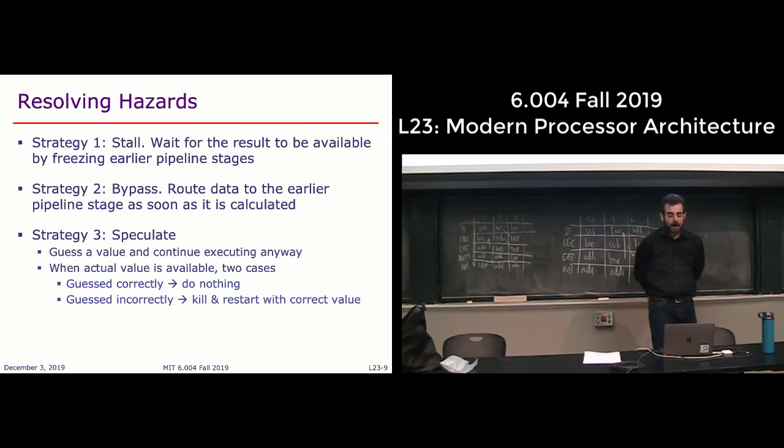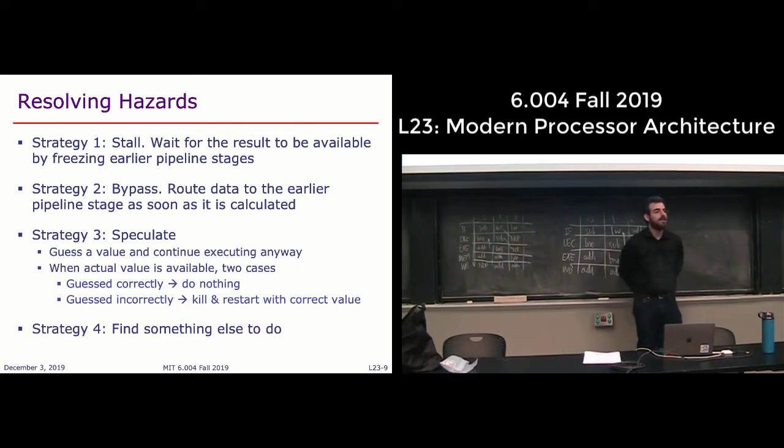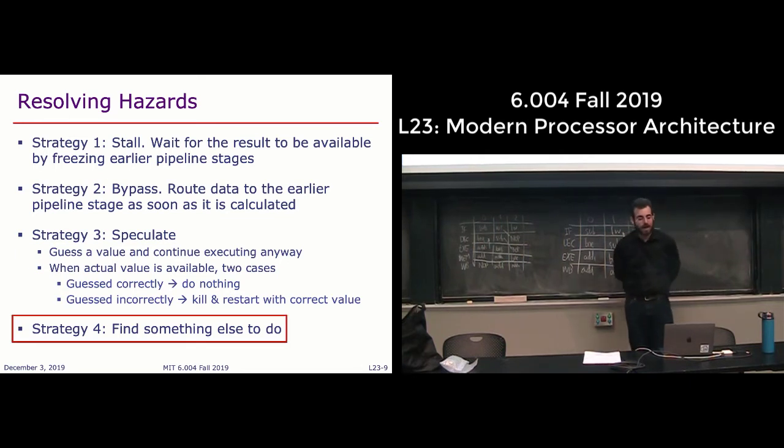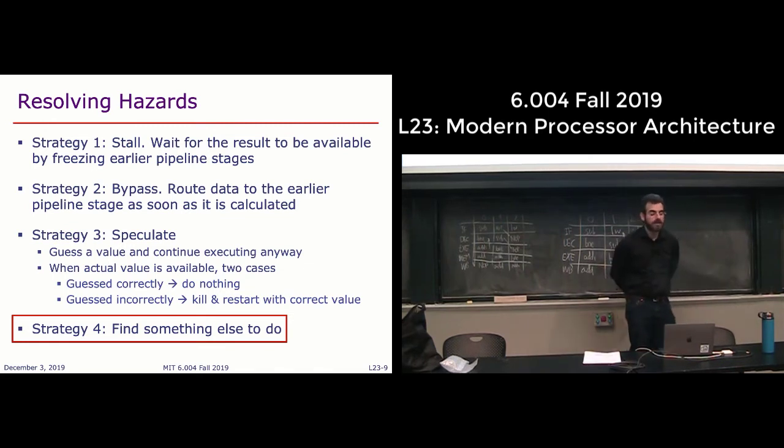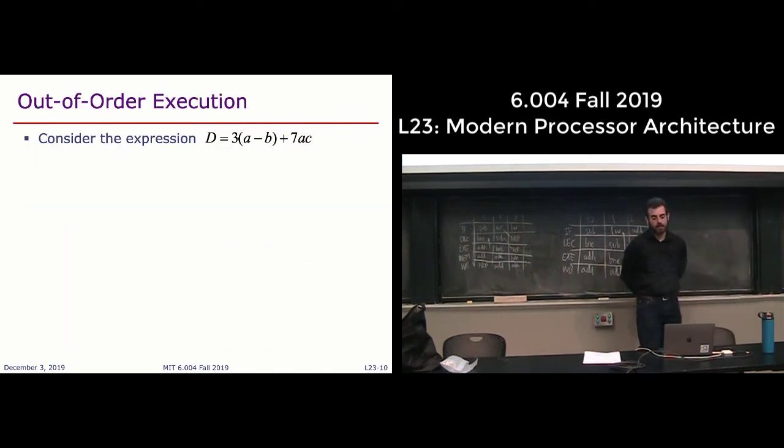Now, there's another strategy that processors use: if you have a stall on an instruction and you don't have the value and you can't speculate and you can't bypass it, you can find something else to do. Processors are running multiple sequences of instructions, and beyond that instruction that's currently waiting for its source operands, there might be instructions that can actually run. Now, you'll need to run them out of program order. This is why it's called out of order execution.